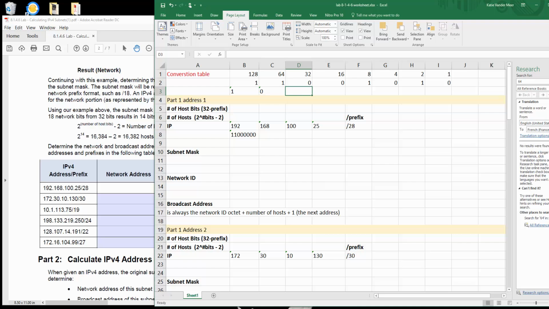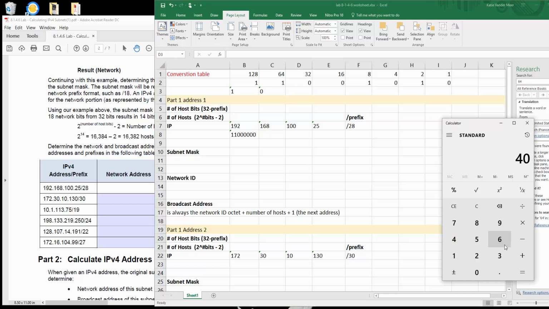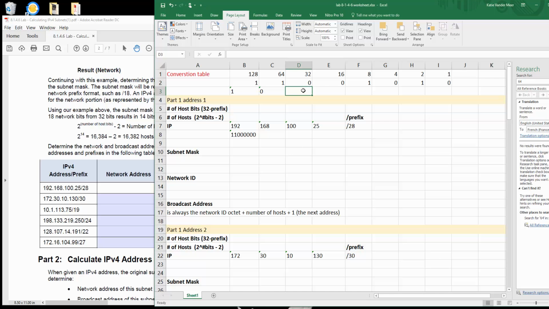And now we have 32. So can we subtract 32 from 40 without going negative? And we can. So this goes 1, and we have 8 left. So we know we can't do 16, but we can do 8, and then the rest are 0. So the binary equivalent to the decimal number 168 is 10101000. Do you see how we're doing that?